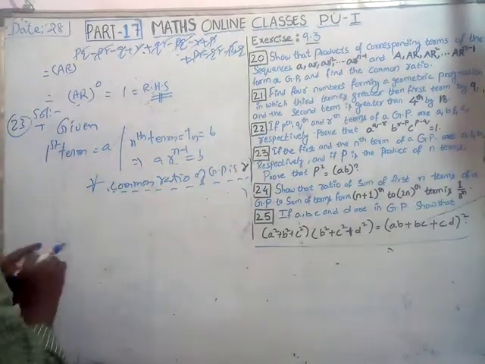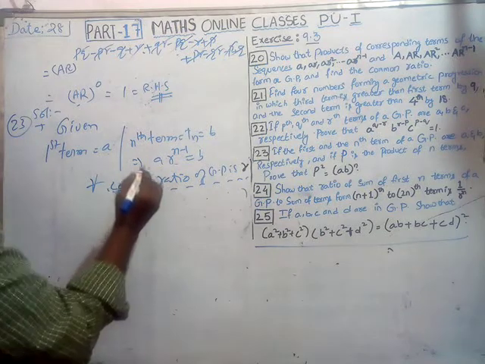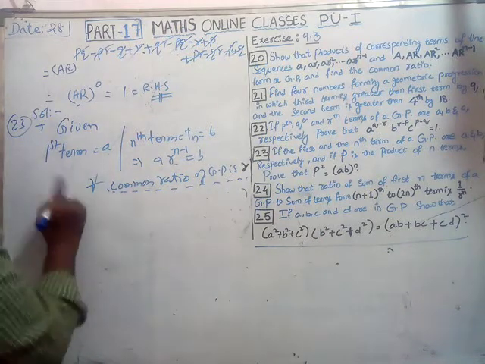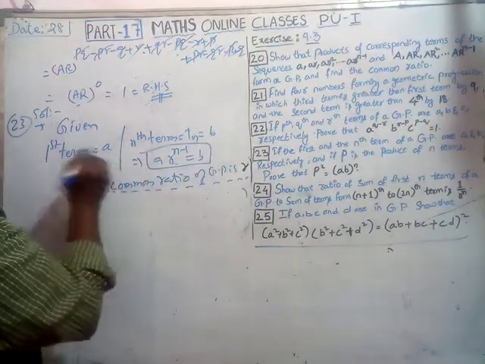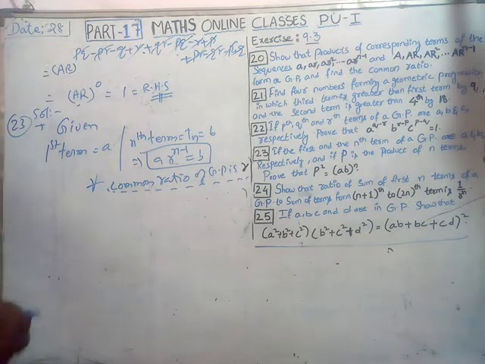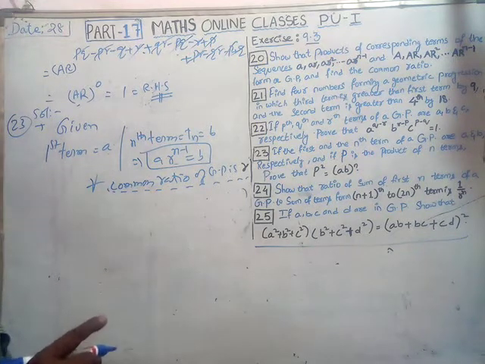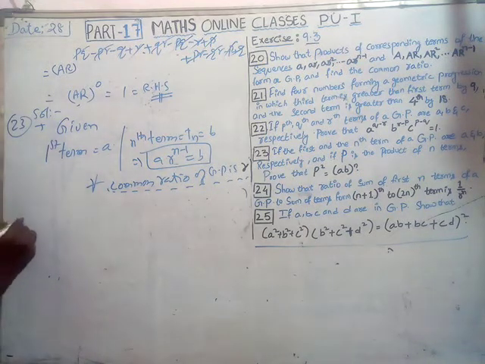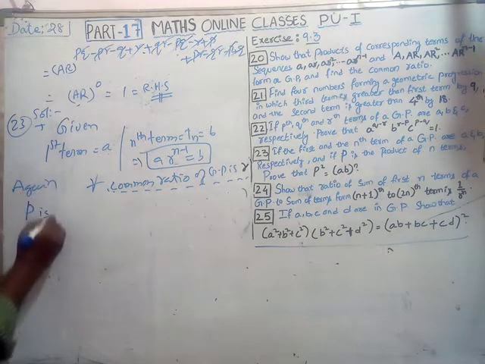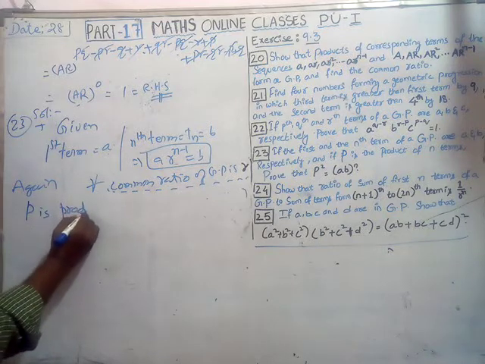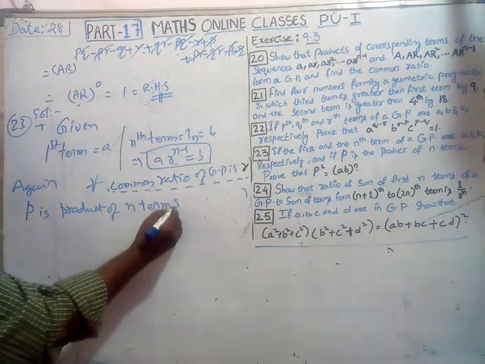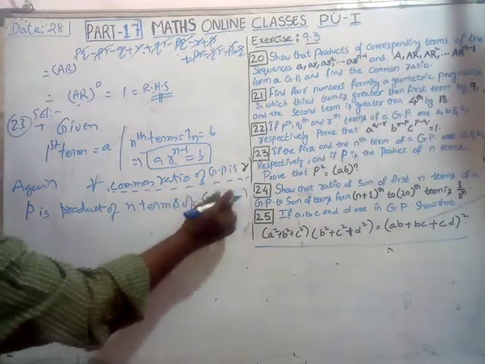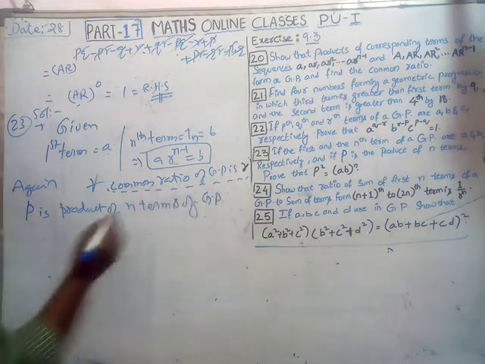Now you see, we are given A and B is the nth term. This is given. And what we are asked is, if P is the product of n terms of the G.P., here is the problem.